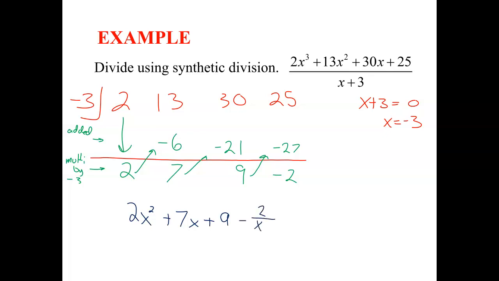And then does anyone remember how we write our remainder? -2 over x plus 3. You could also write that as plus and then -2 over x plus 3. Either one is fine. So why is it 2x squared? If you look at your leading term, what is 2x to the third divided by x? 2x squared. Make sense? Okay.